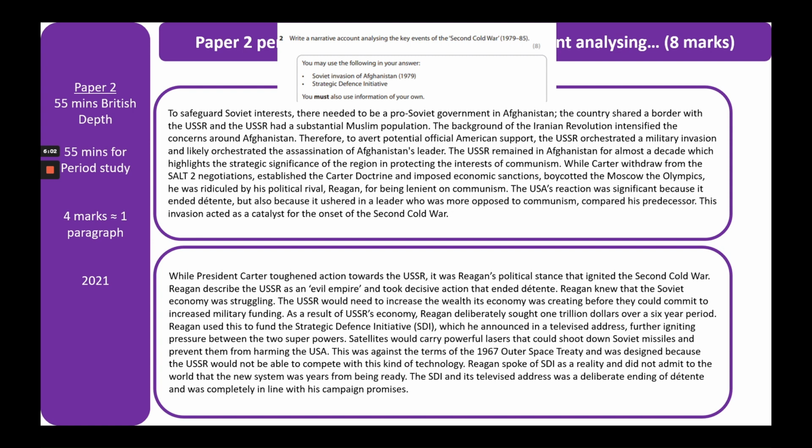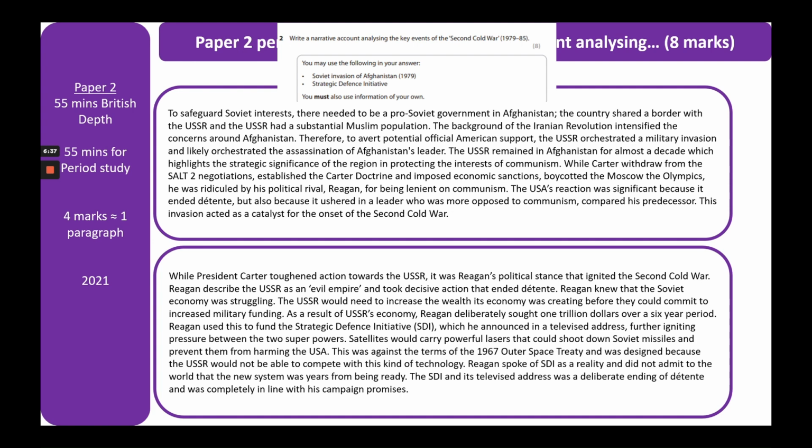So to safeguard Soviet interests, there needed to be a pro-Soviet government in Afghanistan, the cause. The country shared a border with the USSR, and the USSR had a substantial Muslim population. The background of the Iranian Revolution intensified the concerns around Afghanistan. Therefore, to avert potential official American support, the USSR orchestrated a military invasion and likely orchestrated the assassination of Afghanistan's leader. So there, I've got that. This is what caused the Soviet Union to invade Afghanistan.